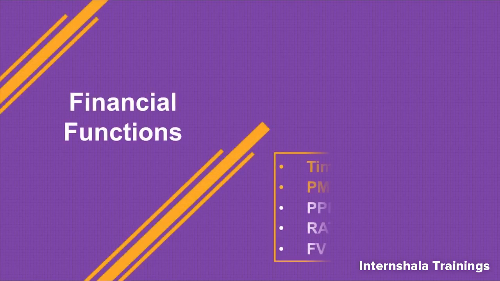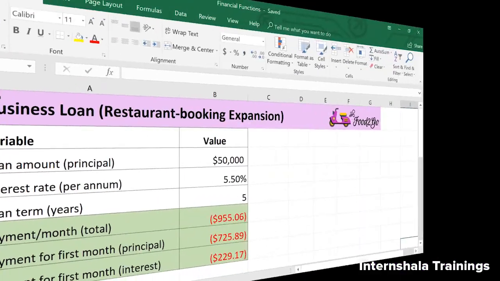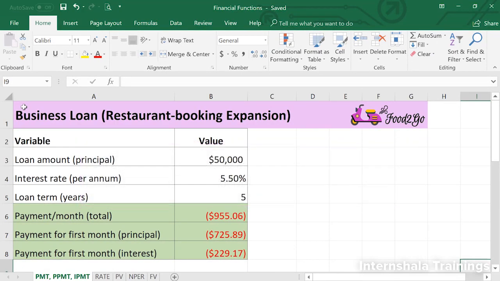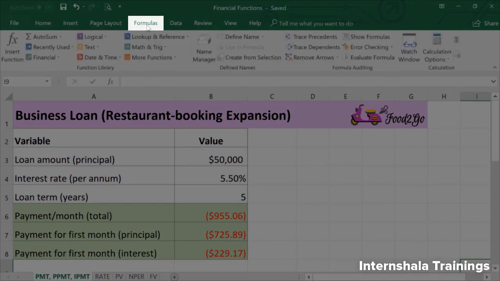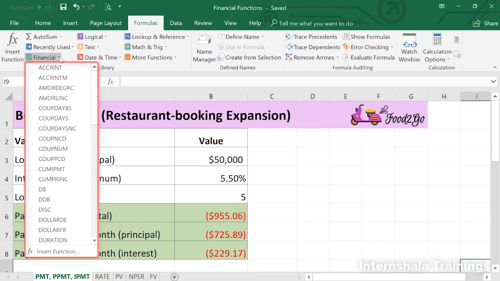Financial functions are widely used in Excel and very powerful tools for accurate and efficient financial analysis. Financial functions are designed to compute common financial information and figures. To access these functions, just go to the Formulas tab in the ribbon. In the Functions library, select the Financial option to view a drop-down menu of numerous financial functions.